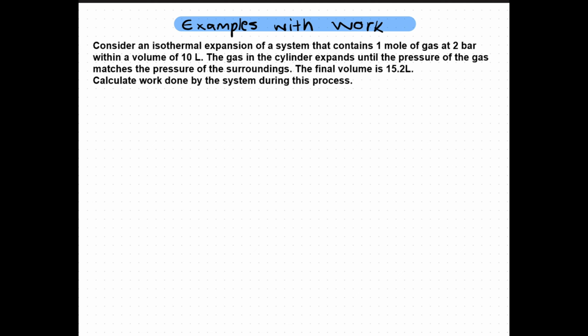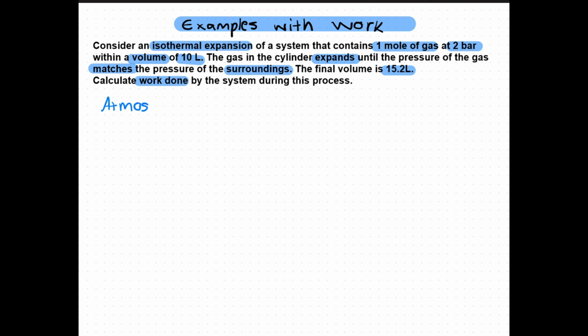Consider an isothermal expansion of a system that contains 1 mole of gas at 2 bar within a volume of 10 liters. The gas in the cylinder expands until the pressure of the gas matches the pressure of the surroundings. The final volume is 15.2 liters. Calculate the work done by the system during this process.